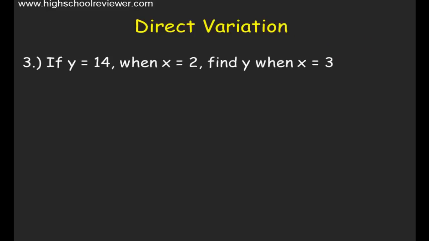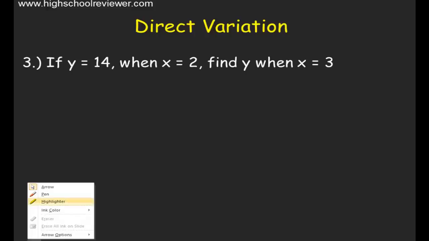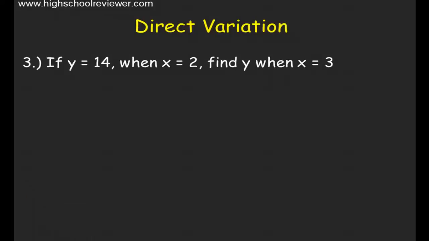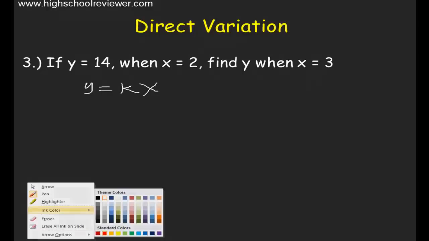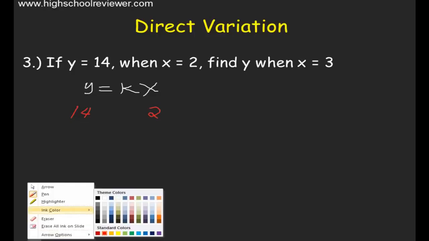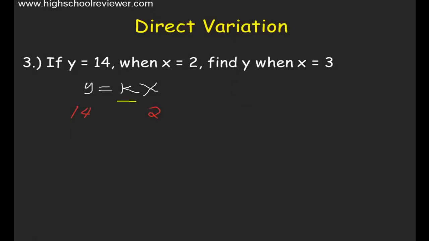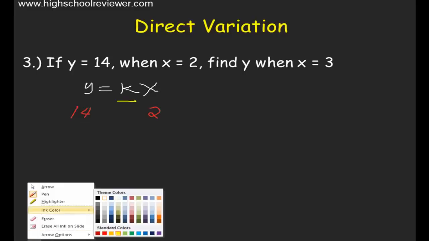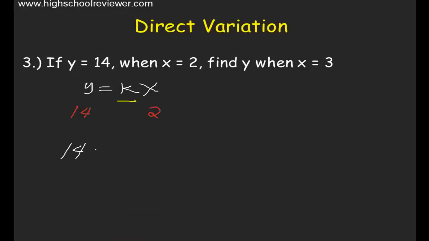Number 3. If y equals 14 when x equals 2, find y when x is equal to 3. Again, we are going to use y is equal to kx. Our y here is 14 and our x is positive 2. We are going first to find k. So this is now 14 equals k times 2.